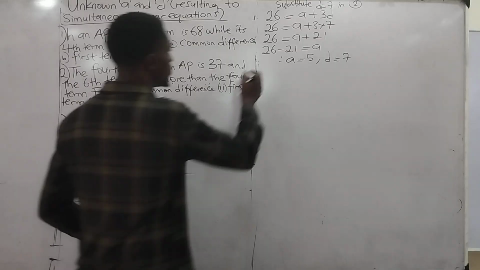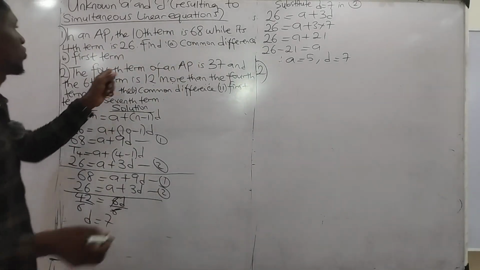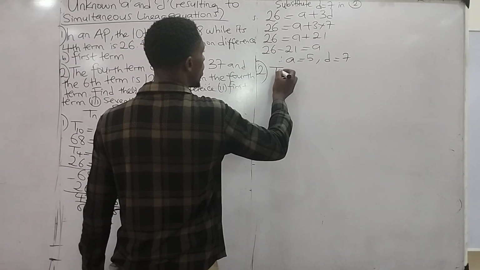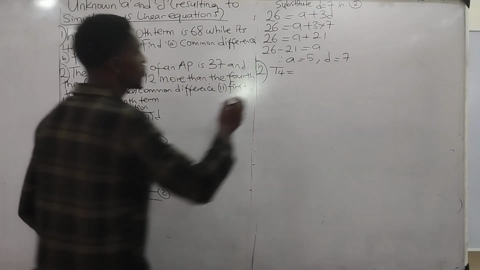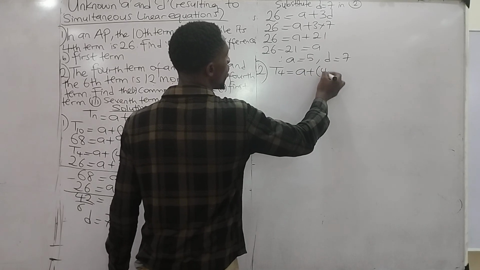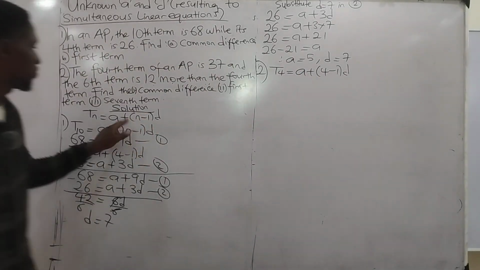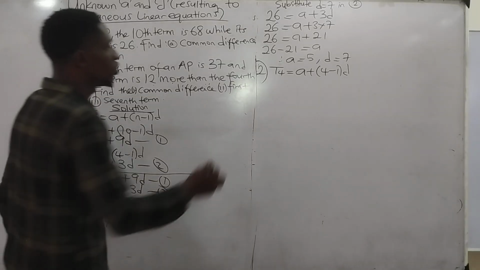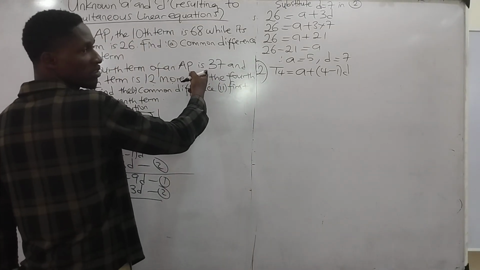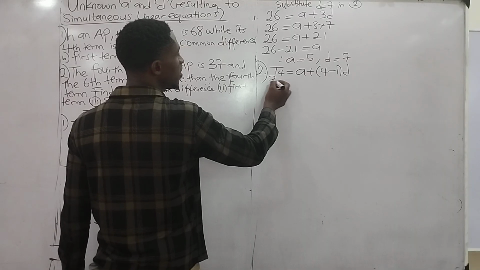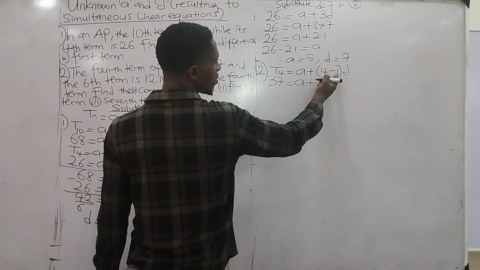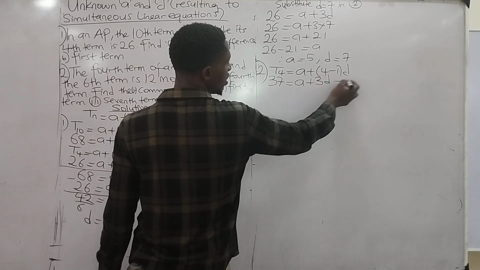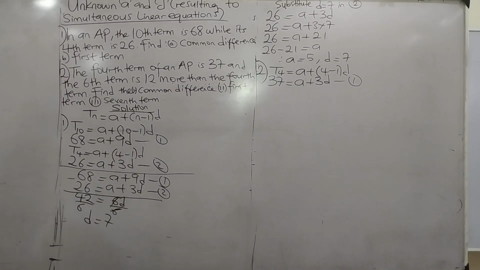Let's go to number 2. We have the fourth term, T4. Let's define T4 first: a plus bracket 4 minus 1 d, still using the nth term formula. Was the fourth term given to us? Yes, as 37. So I replace it: 37 is equal to a plus 4 minus 1 is 3, 3 times d is 3d. Let's call this equation 1.